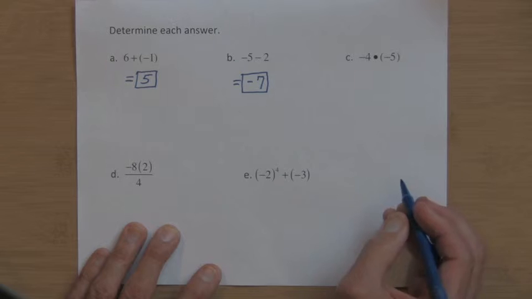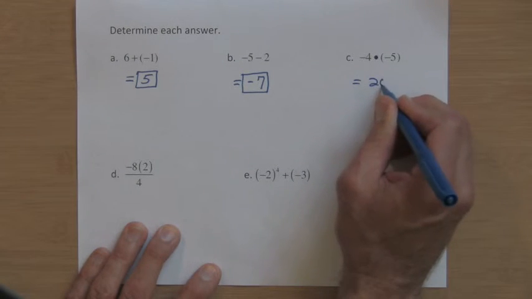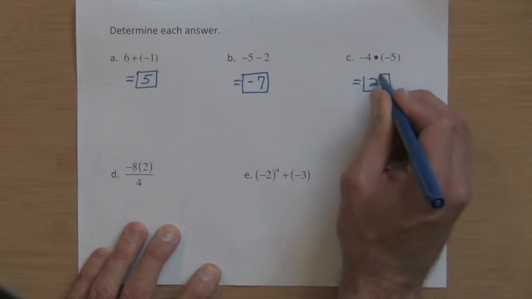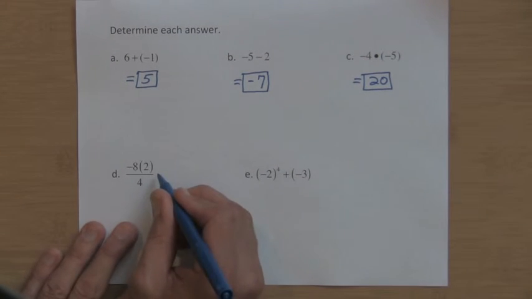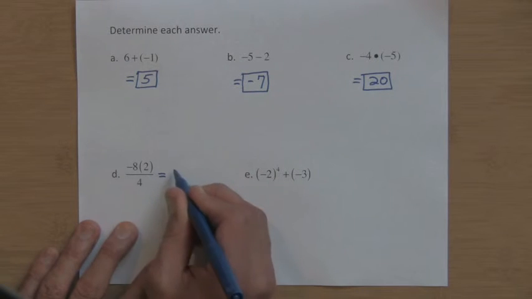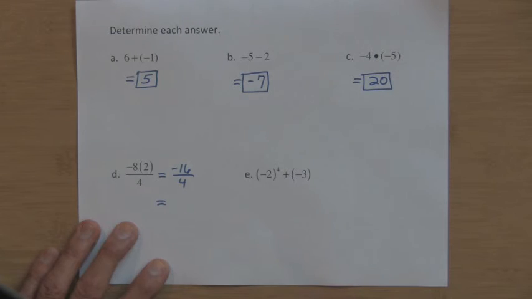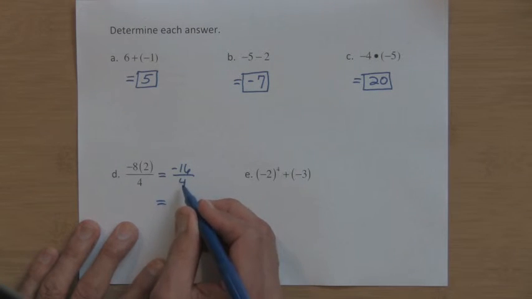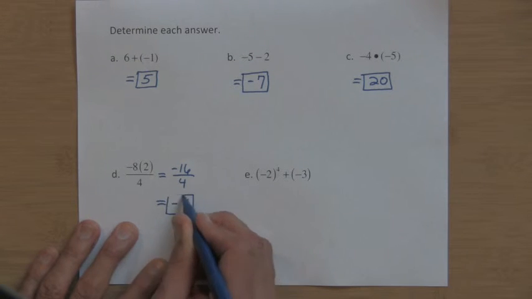Next, negative 4 times negative 5. Multiplying 2 negatives is a positive, and 4 times 5 is 20, so that's positive 20. Letter D is a fraction again. The top can be simplified. Negative 8 times 2 is a negative 16, and that's being divided by 4. Remember, the fraction bar just means division. Negative divided by positive is a negative, and 16 divided by 4 is 4, so that ends up being negative 4.